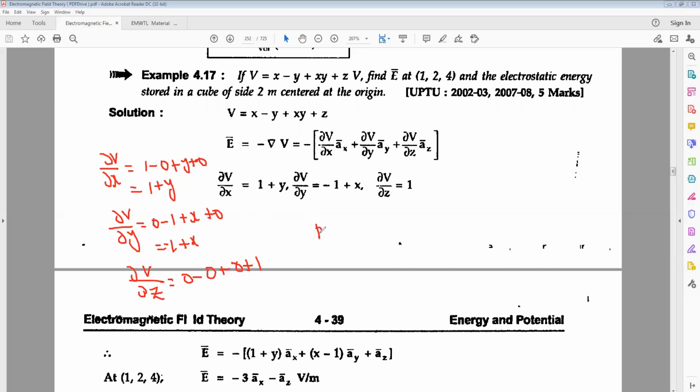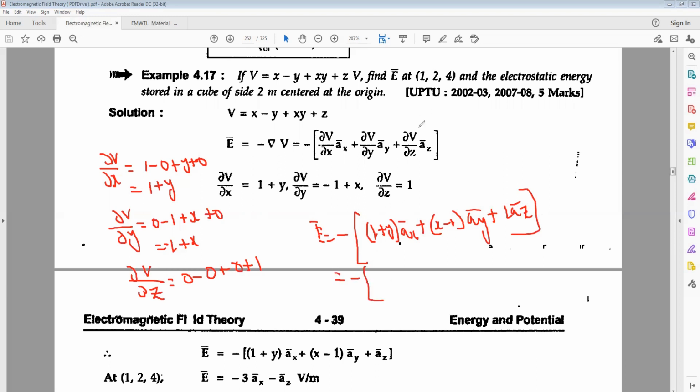And substituting, E bar is equal to minus ∂V/∂x, nothing but (1 + y) ax bar, and (x - 1) ay bar, and 1 into az bar. We need to find the E bar at the point (1, 2, 4).